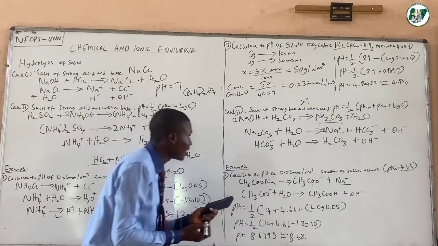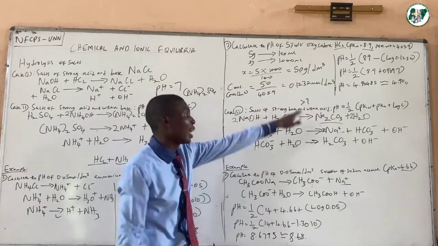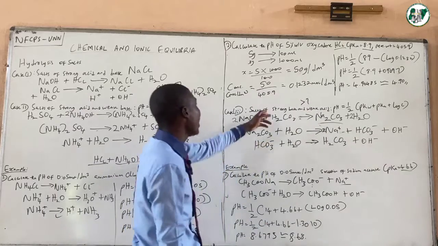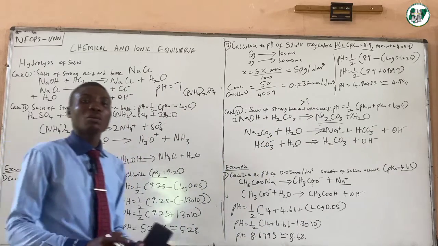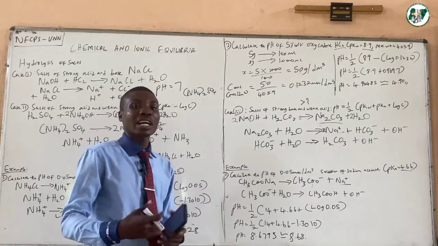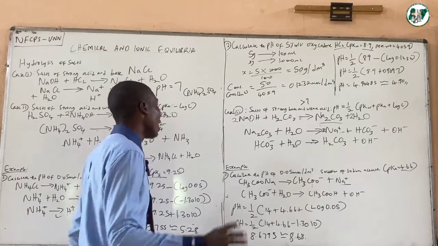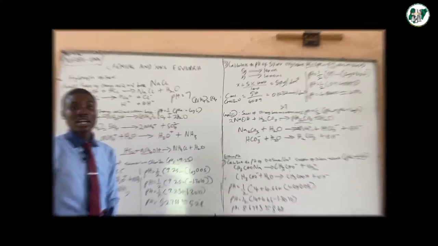Can you see that 8.68 happens to be greater than 7? It shows that what we have here is a sort of strong base and a weak acid. We'll do one more example, and then we'll go to the last case, and from there we can make progress to talk about amphiprotic salts and the likes.